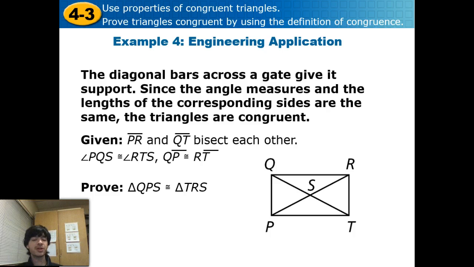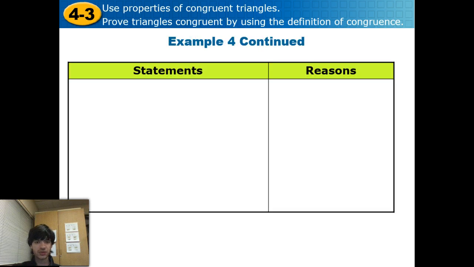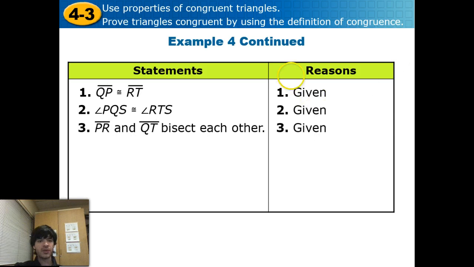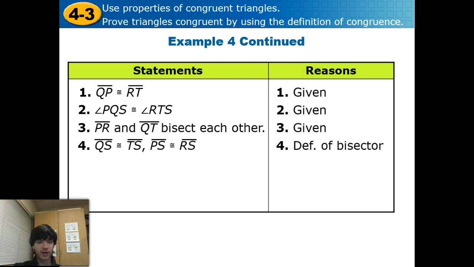So this is pretty much a repeat of the previous proof. Okay, so let's look through them. Again, we have our 3 givens. Okay, we have all that laid out. So what's next? Well, we can use our definition of bisectors, as I had said, to show that QS is congruent to TS and PS is congruent to RS. So there's all 3 sides proving congruent.